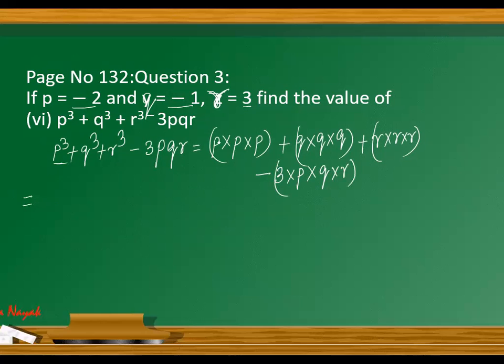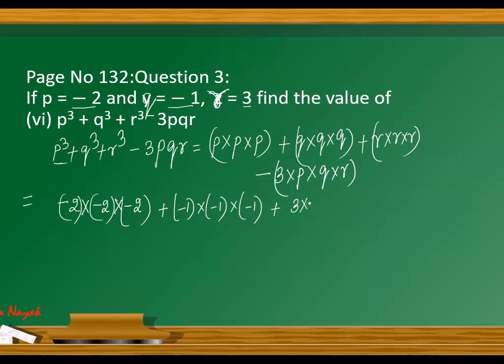Now you put the values. So P is minus 2, again minus 2, again minus 2. All negative, negative, negative. You can put bracket here or you can put one bracket only. Plus Q is minus 1. Minus 1 multiplies minus 1 multiplies minus 1. Then R is your 3. So no need of putting bracket. I can write one bracket. Minus 3 into P. P is minus 2. Q is minus 1. R is 3.